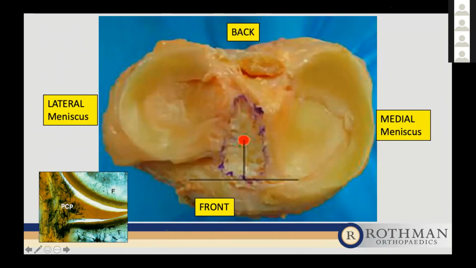Let's look at this image here. We have that in the bottom left to show us the blood supply. This is the top of your tibia. You see the meniscus laterally and medially.